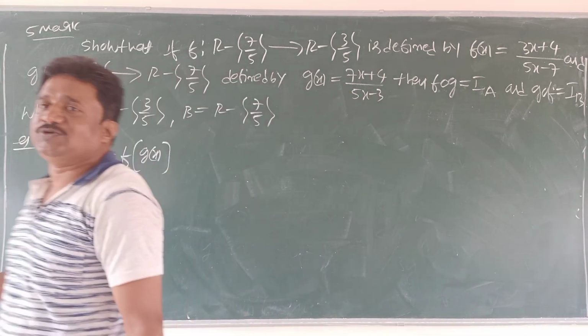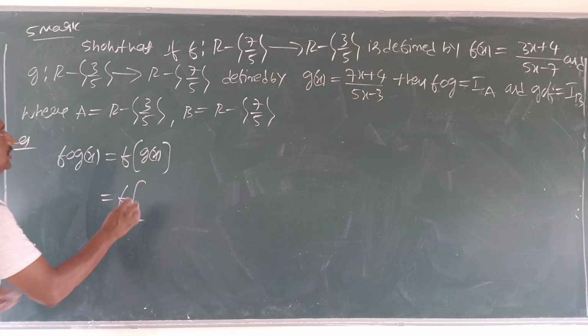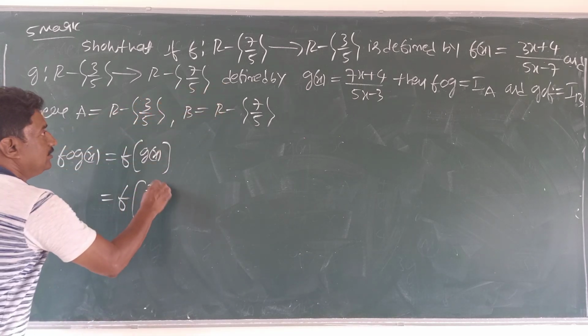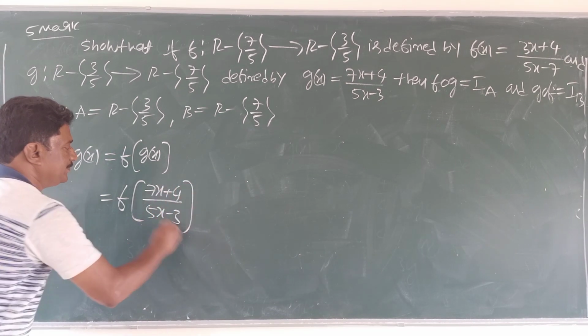This you know very well, students. You know this very well. f of g, so tell me g(x). Where is the g(x)? g(x) is (7x + 4)/(5x - 3).